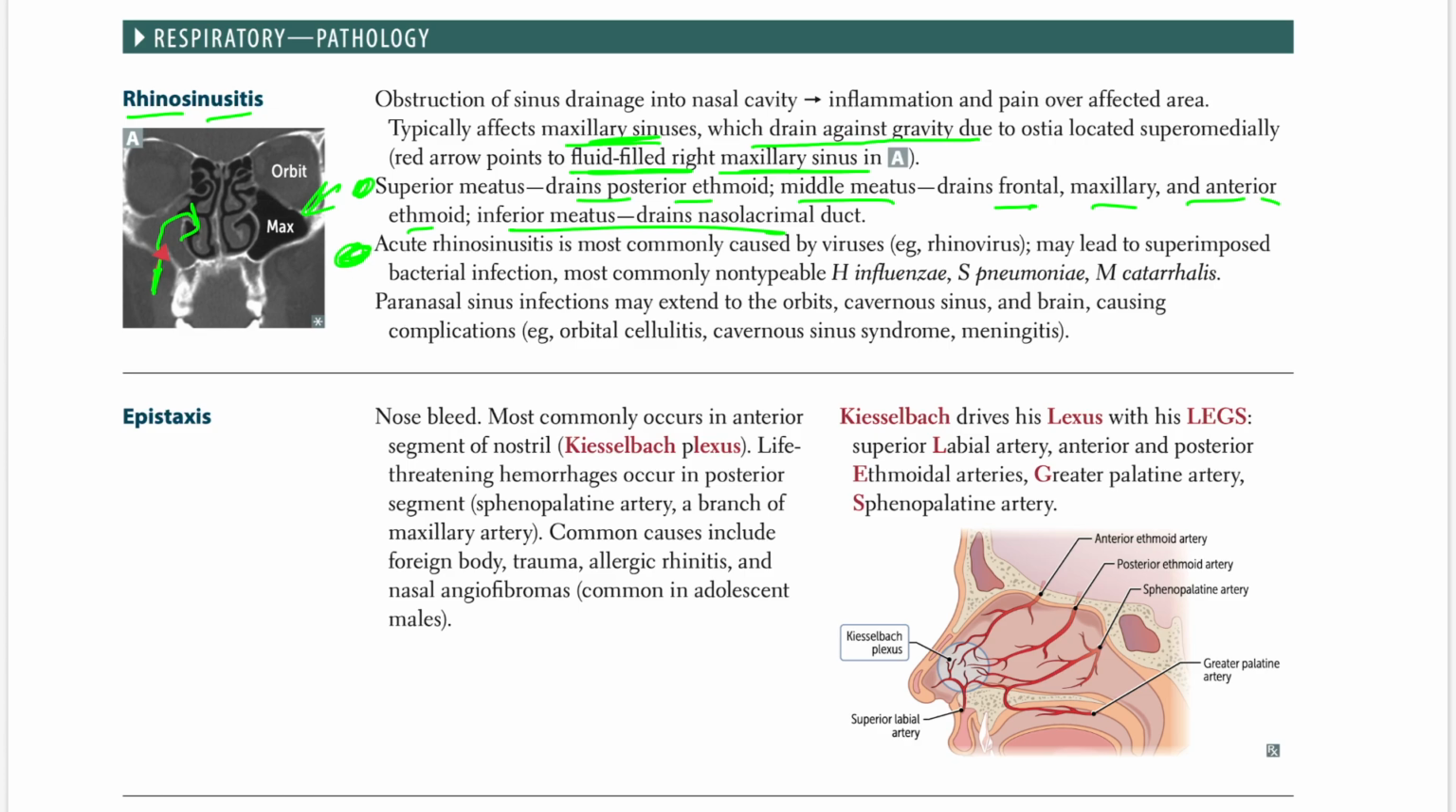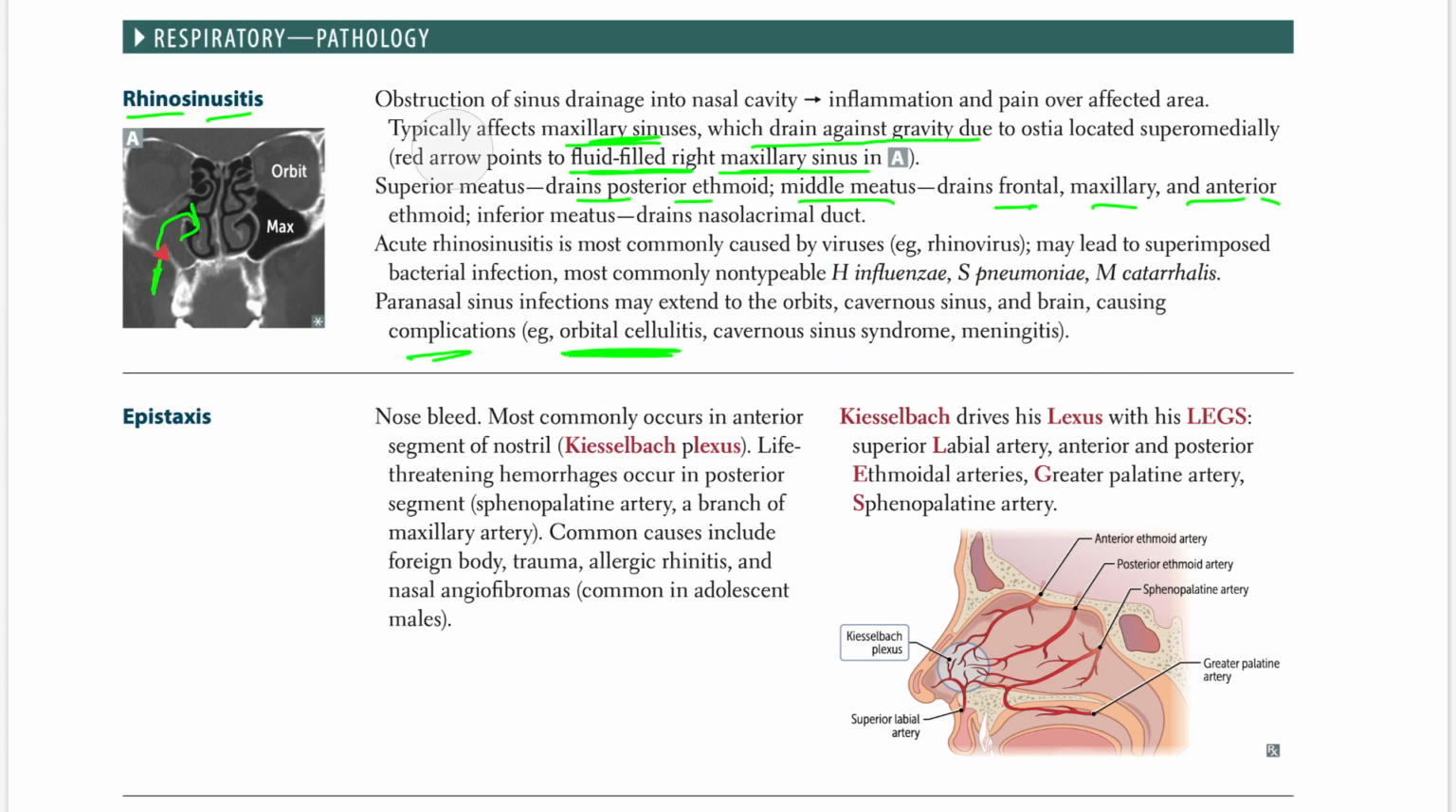Acute sinusitis, now a less important thing, is commonly caused by viruses like rhinovirus, and may lead to superimposed bacterial infection, commonly by non-typable H. influenzae, S. pneumoniae, M. catarrhalis. Paranasal sinus infection may extend to the orbits, cavernous sinus, and brain, causing complications like orbital cellulitis, cavernous sinus syndrome, meningitis. Right.